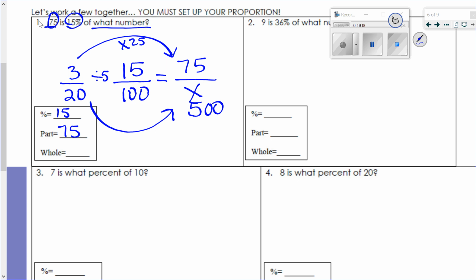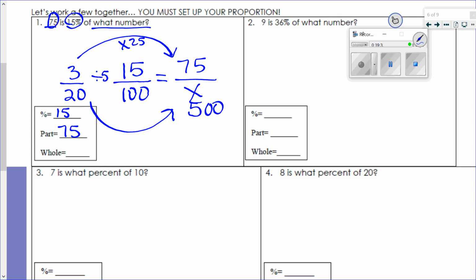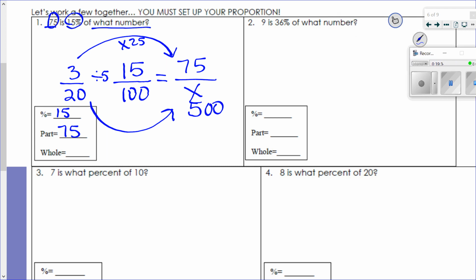Do you agree? Yes. Okay, so can you do it either way? Tell us what you did. I multiplied 15 by 5, and then I multiplied 100 by 5, and got 500. Same thing, guys. He said 15 times 5 gives you 75, 100 times 5 gives you 500. Either way is correct. All right. So the whole is 500.